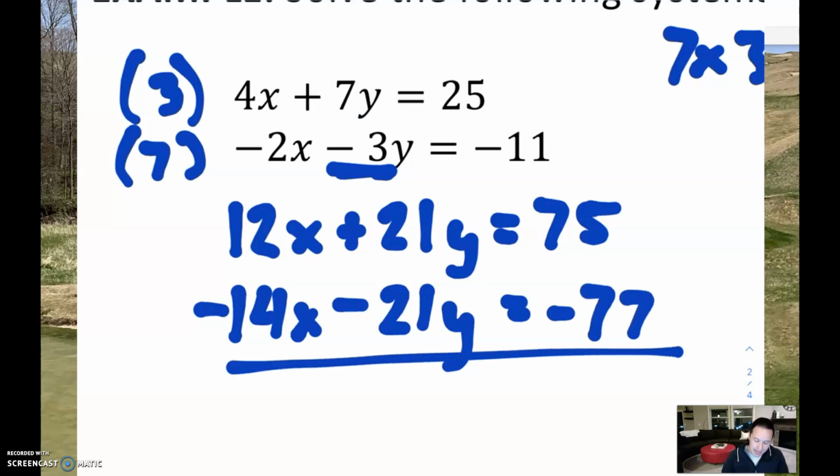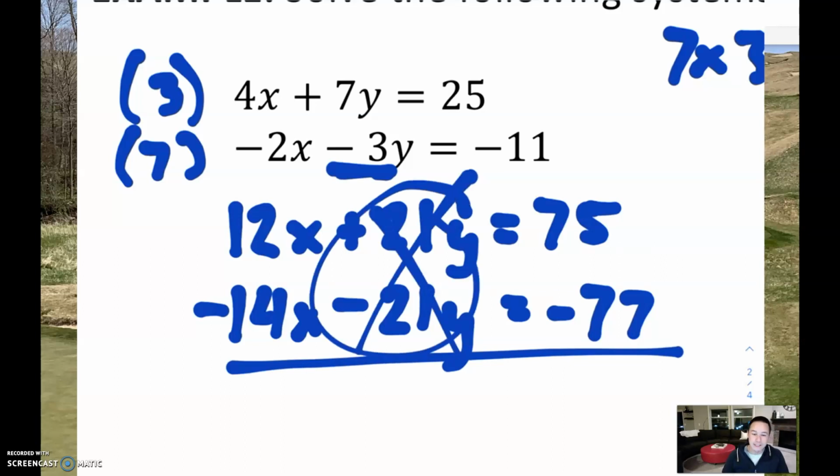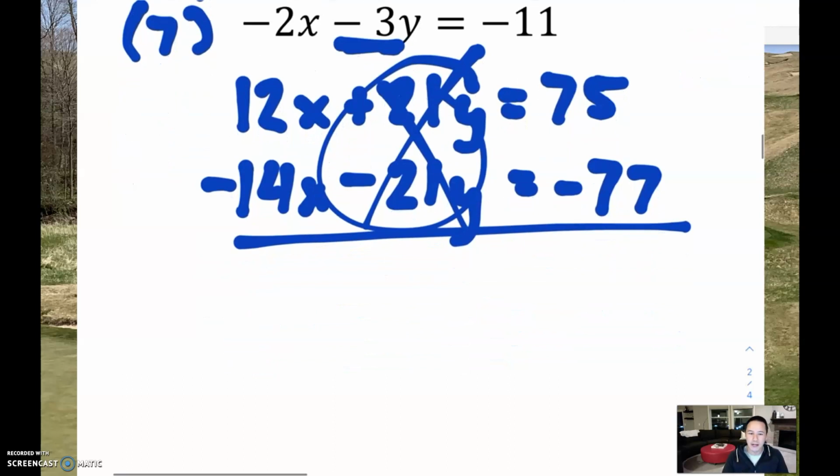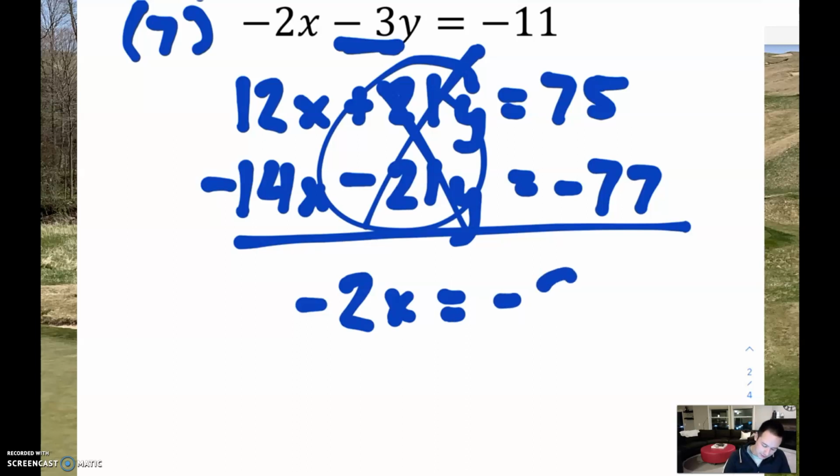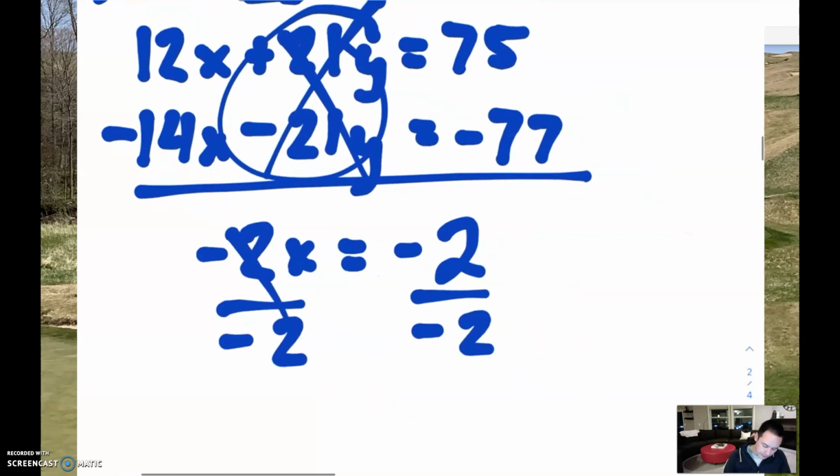Then we will simply add the rows together, and you will see that the y's have disappeared. It becomes 0y. They're gone. They're eliminated. 12x and negative 14x, if you add them together, it's a negative 2x. And 75 and a negative 77, add them together, you get a negative 2. So we'll just divide both sides by negative 2, which gives us x equals 1.